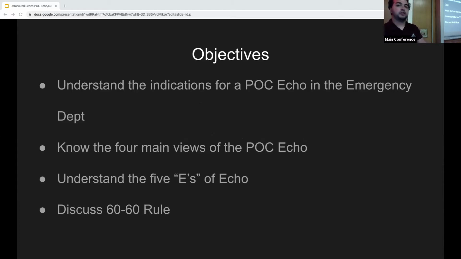We're going to go into a little bit about the 5 E's of pathology. And then again, at the very end, we're going to discuss the 60-60 rule, what it is, why we can use it.